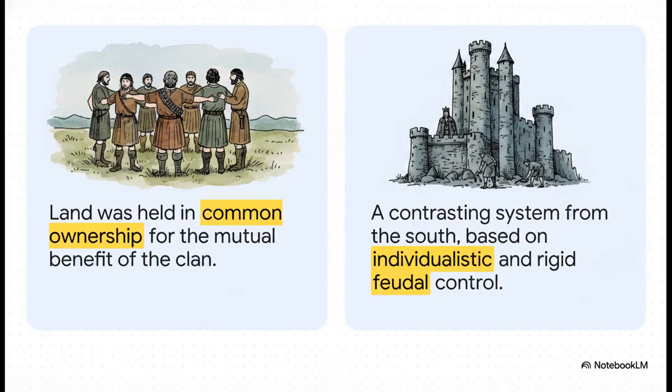The clan chose their leader from competing members, meaning leadership was incredibly communal. And that communal mindset bled right into their legal system. Under Celtic law, land was held in common ownership for the mutual benefit of the whole clan. Everyone had a voice. This was completely at odds with the rigid, individualistic feudal system that their southern neighbors in England were pushing. That deep-rooted belief in community authority became an absolutely crucial part of early Scottish identity.